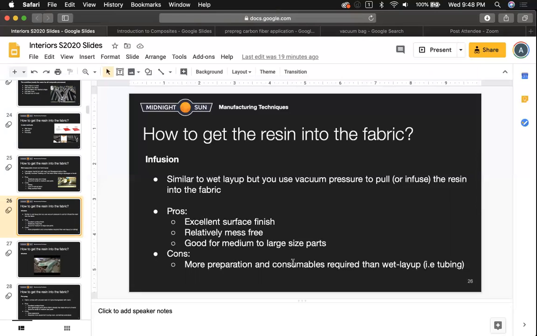The only con really is that it's a lot more preparation because you need to set up all the consumables. So sometimes you'll see a lot of tubing being used, different flow mediums to allow the resin to actually flow through the fabric in a timely manner. So the setup itself is a lot more, but it's sort of like setting up dominoes. You can set up dominoes and knock them over one by one, or you can set up a whole string of them and then knock them all down, and they'll just trickle down. And it's very similar to infusion, where there's a lot of work in the setup, but then you pull the trigger and you just make your part in one big shot.